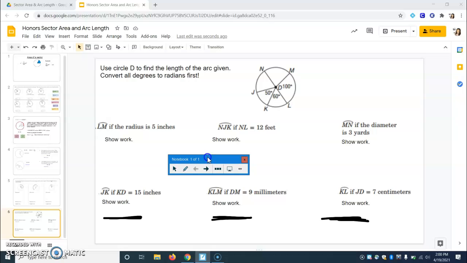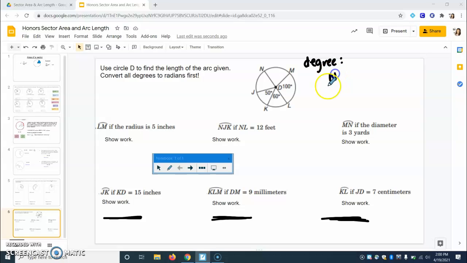And I am going to show you there is a way to do it in degrees without converting it to radians. So the degree formula, you can do the angle over 360 times 2 pi r. So similar to the area formula, we still have that degree of our angle divided by 360, but this time this stands for the circumference of the circle.